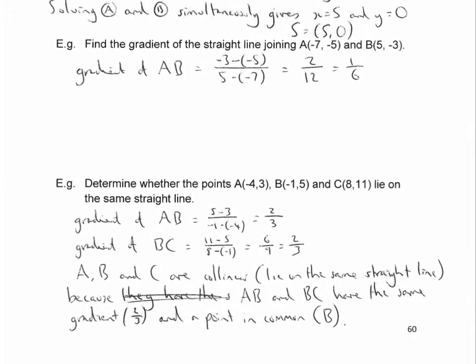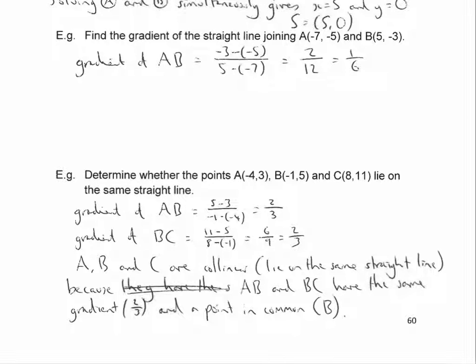This is another kind of treat question. It says, find the gradient of the straight line joining 2 points. All you have to do is be consistent. The complication with this is all the negatives, so we'll take a step back and do this in a bit of detail. Gradient of AB, I'm going to do B take away A consistently. So the y-coordinate of B take away the y-coordinate of A, I get this thing here. I'm then going to do the x-coordinate of B take away the x-coordinate of A, I get this thing here. Being very careful how my minuses work out, I get 2 over 12, my answer is 1 over 6.